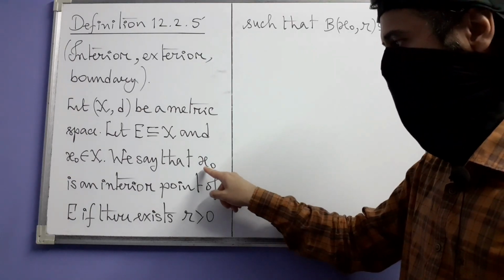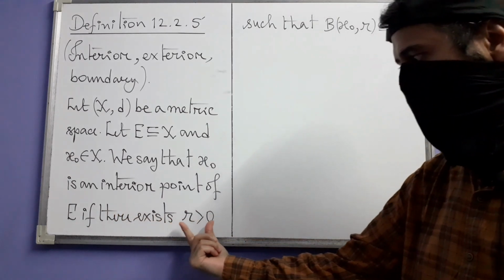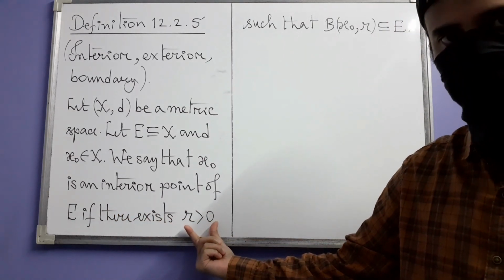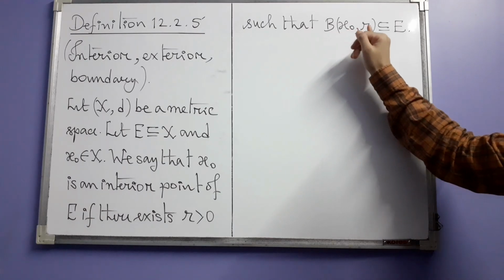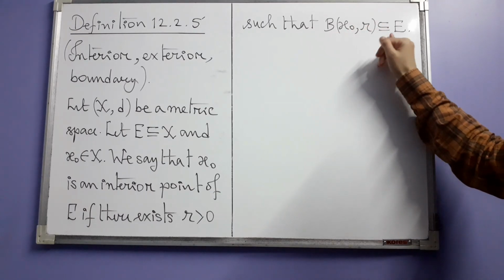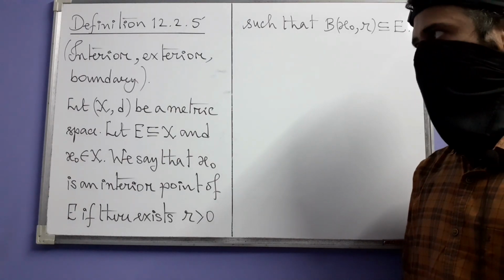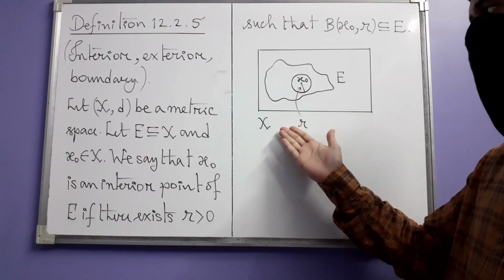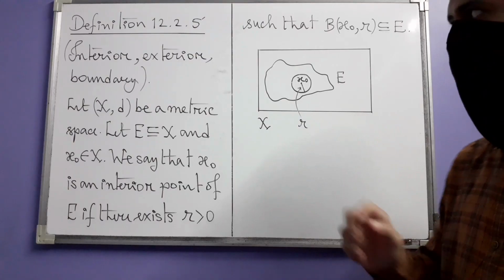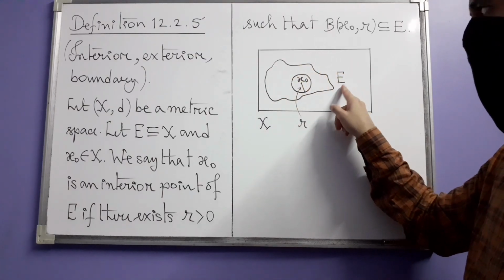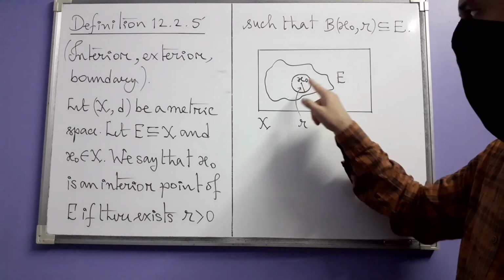We say that this point x naught is an interior point of the subset E if there exists a positive real number R such that the ball centered at x naught having radius R is entirely contained inside E. Let us draw a diagram of this. Say this is the Venn diagram of our metric space X, represented by this rectangular region, in which this irregular region is what our subset E is, and inside E we have the point x naught.